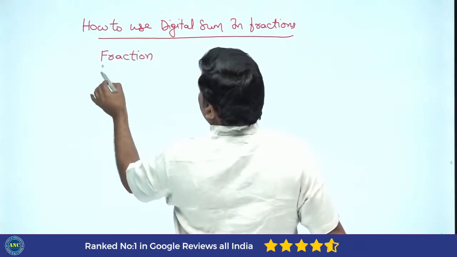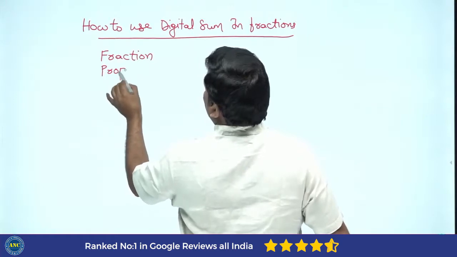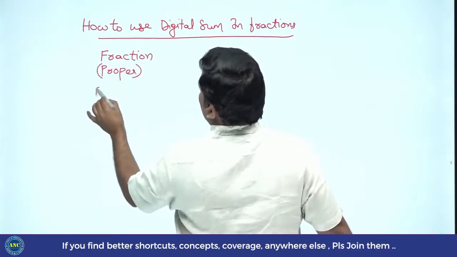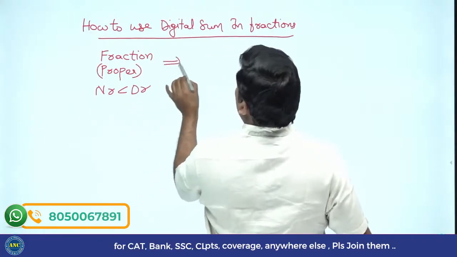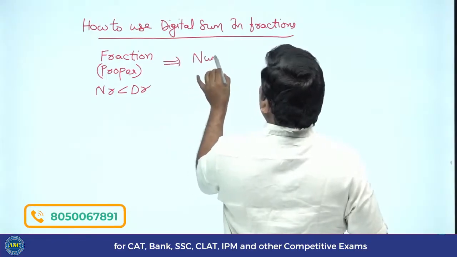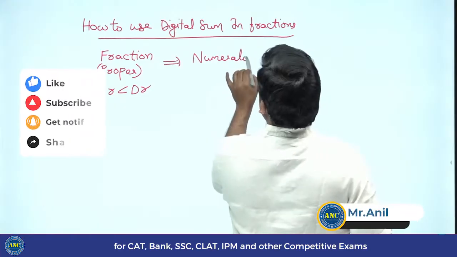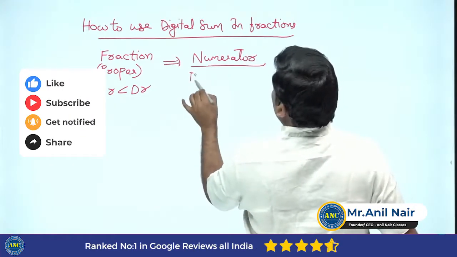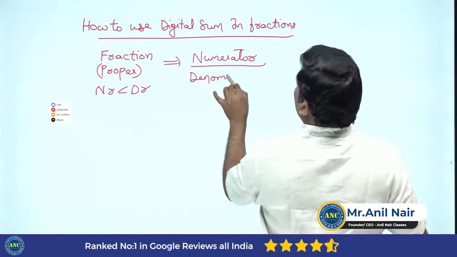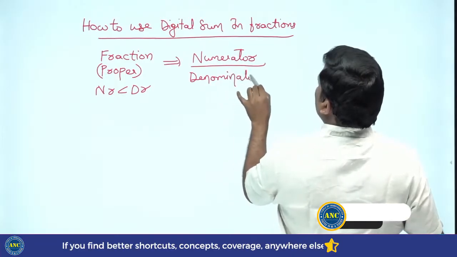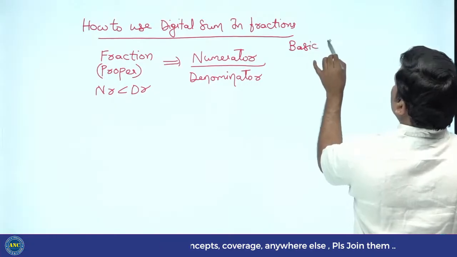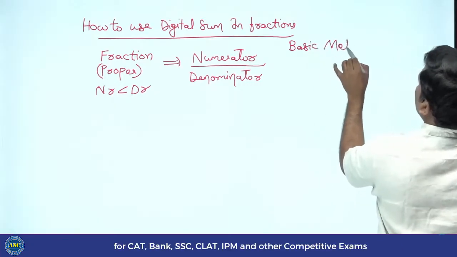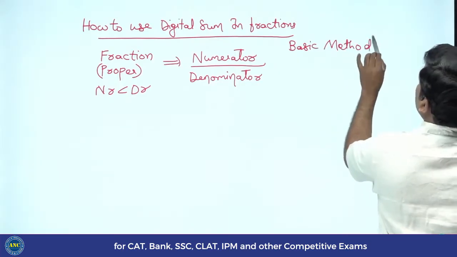A proper fraction, where the numerator is less than the denominator. A proper fraction will be of the form numerator by denominator. This is the basic method. The advanced method I will discuss in the enrolled batch, in the fractions and decimals class.